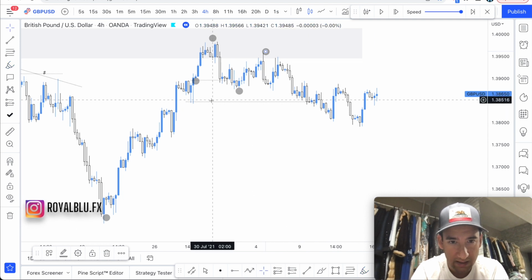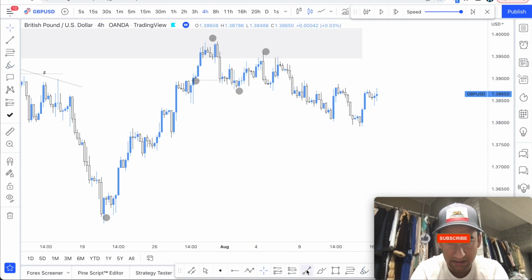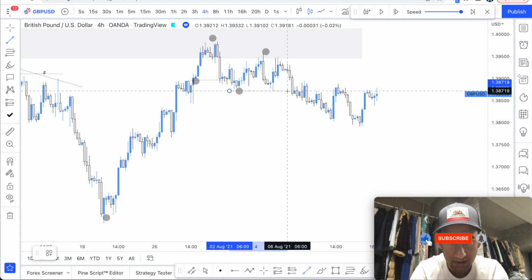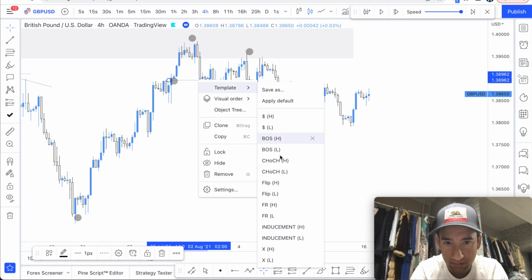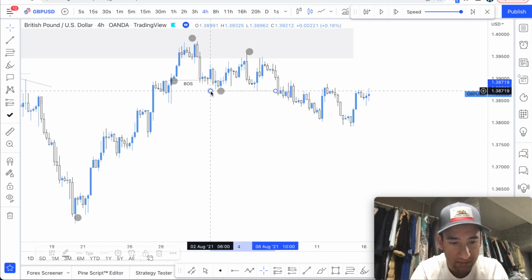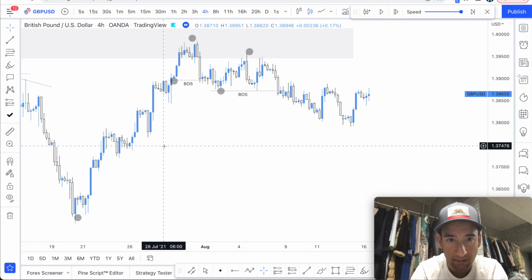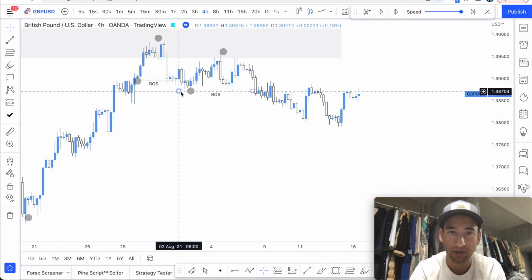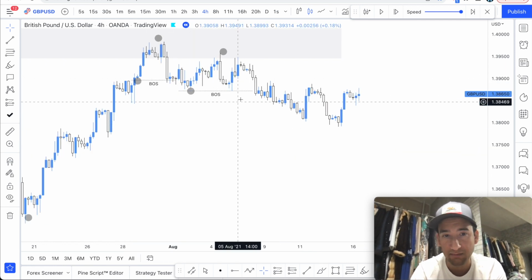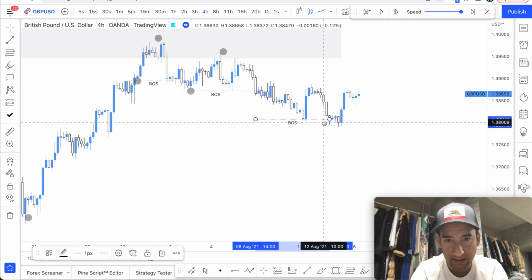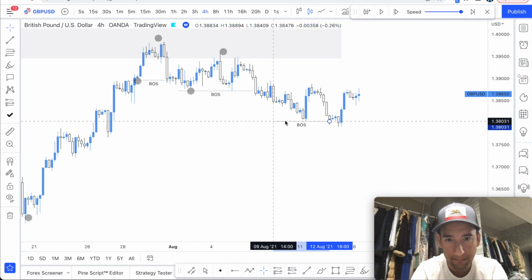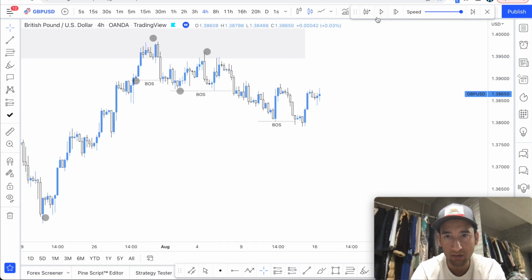So we can take this out altogether because that is our major break of structure. There is the next break of structure right there. So this would be a BOS, and this would be another BOS, like that. So you can see there's one break of structure that has happened already. There's the second break of structure. And let's look at the third break of structure, which would be right down here. Now watch what happens.